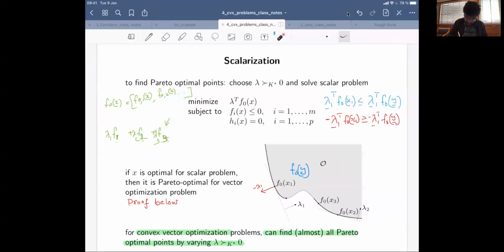Lambda 1 is a particular vector. You can vary lambda 2, lambda 3. Based on that, you will get different Pareto points here. So here, corresponding to lambda 1, I have this f0 x point. That means there is a hyperplane like this, which supports the achievable set at this point f0 x. That is what this equation is saying.